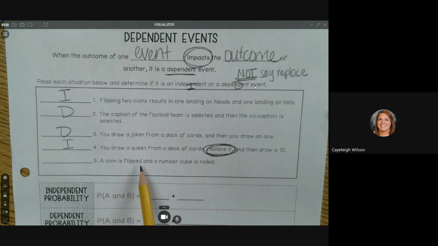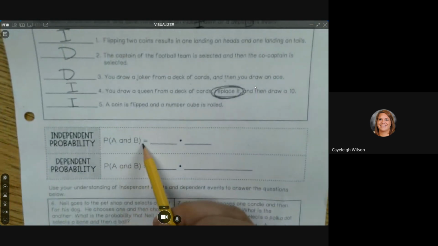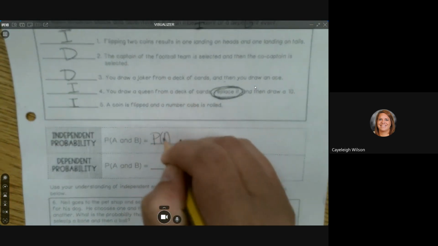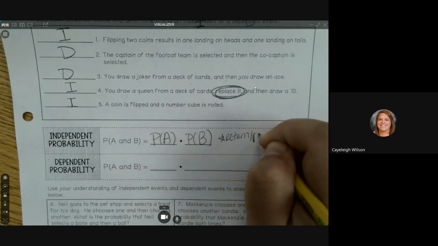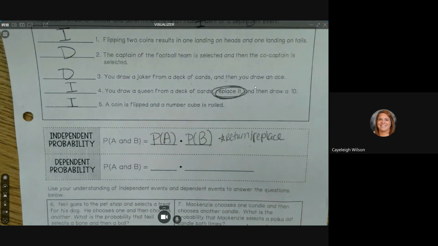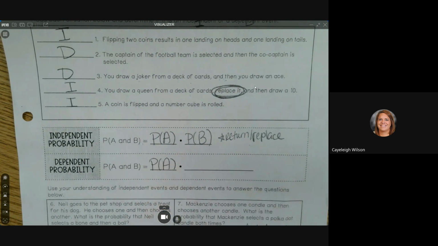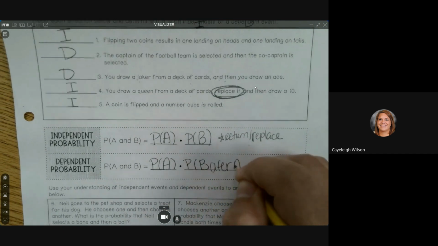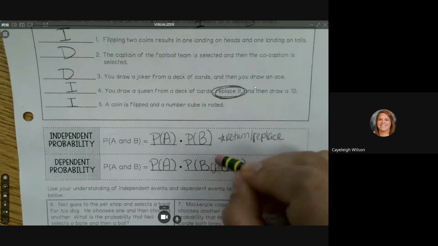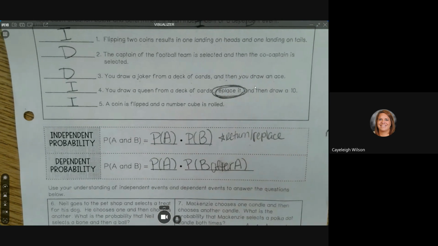All right, what about the last one? A coin is flipped and a number cube is rolled. Independent, they don't have anything to do with each other. All right, so yesterday when we talked about independent, it was just whatever the probability of A was times the probability of B, and we saw the words return and replace. But dependent is the probability of A, so that's still the same. But the probability of B will only happen after A has happened. And that may affect what I'm looking for. So we'll have to be very careful with dependent.